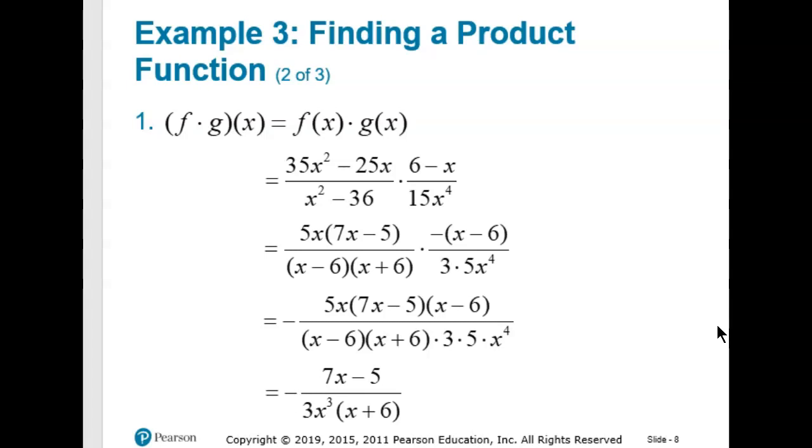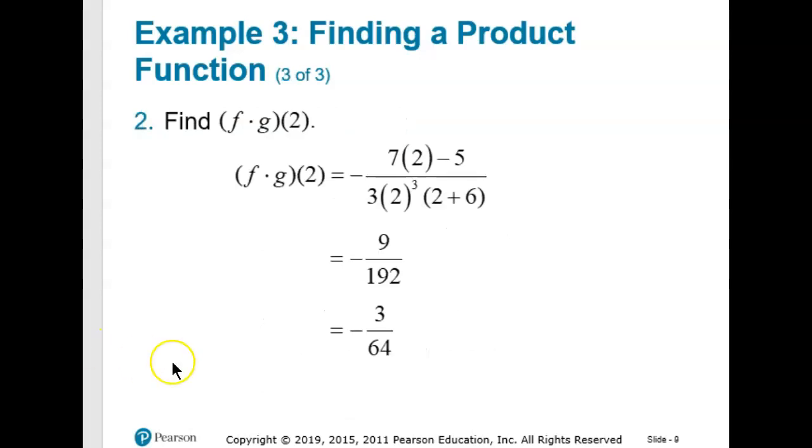x plus 6. Now, remember we were going to evaluate that when x is equal to 2. So we substitute 2 in for x, and then we find that it is equal to a negative 9 over 192, which simplifies further to a negative 3 over 64.